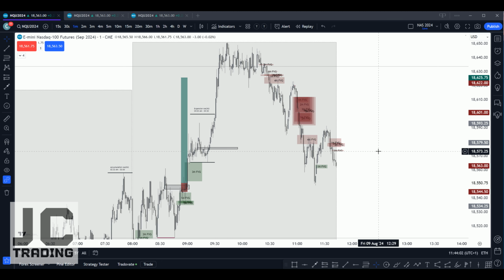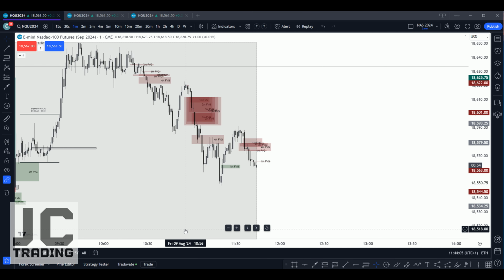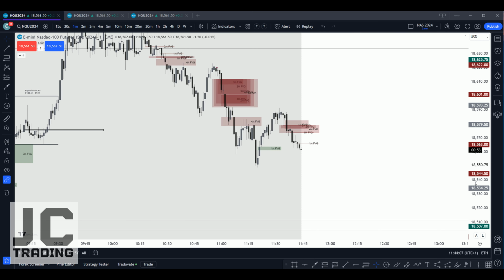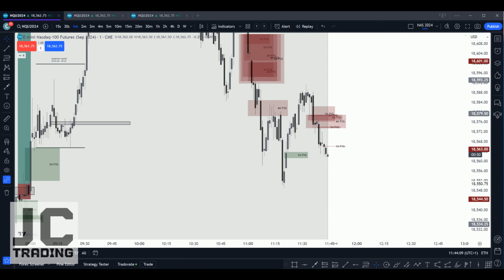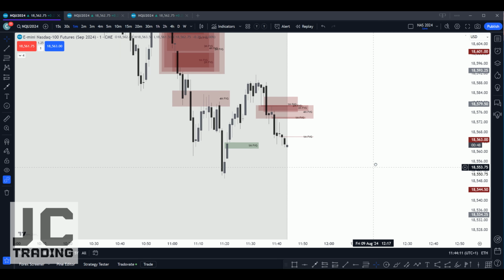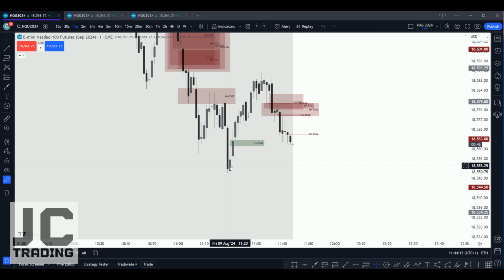Now, what is a fair value gap? That's probably the very first question we need to ask ourselves. A fair value gap is formed from 3 candles. It has to be 3 candles. That's candle number 1, that's candle number 2, that's candle number 3. The gap between the top of the wick from candle number 1 and the bottom of the wick from candle number 3 leaves a gap. There's a gap between this and that. That is a fair value gap.